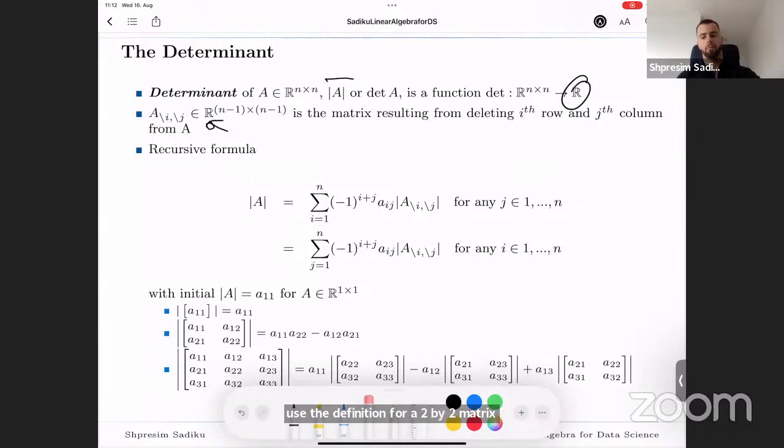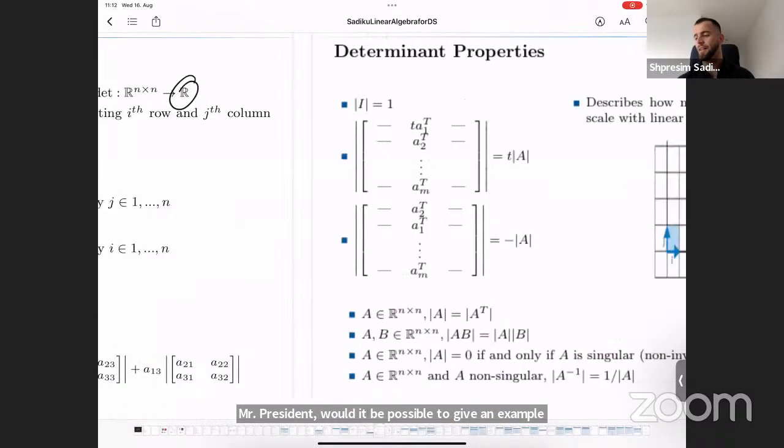Mr. President, would it be possible to give an example of the determinant and also the inverse as well? Thank you.